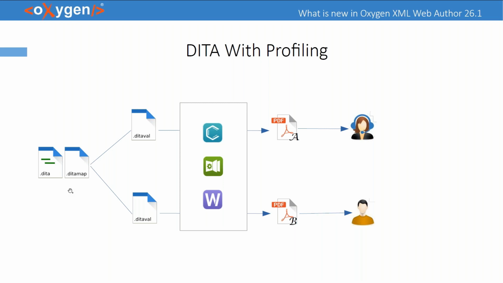The profiling attributes for the support persona can look or sound like this: the audience attribute set to support value. And the DITAVAL conditions for the support persona can be to include elements with the audience attribute with the value support. And that's how your support team will receive a dedicated manual much richer than the one for the end user, and your end user will receive a manual with just the topics that are relevant for them.